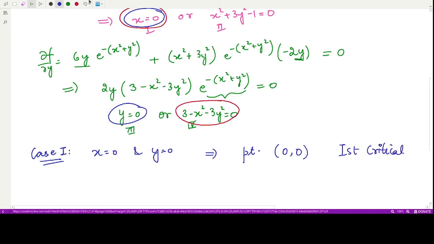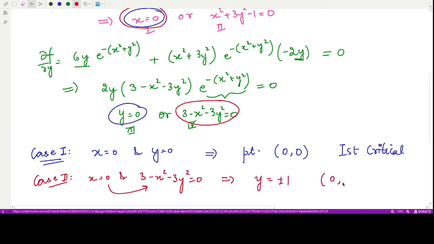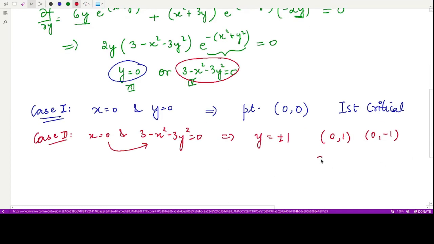Now talking about the second possibility, where you have x as 0 and 3 minus x square minus 3y square equal to 0. When you solve these two equations simultaneously, you obtain y equal to plus minus 1. You may check that. Therefore, the points here are 0, 1 and 0, minus 1. So you have your second and third critical points from here.